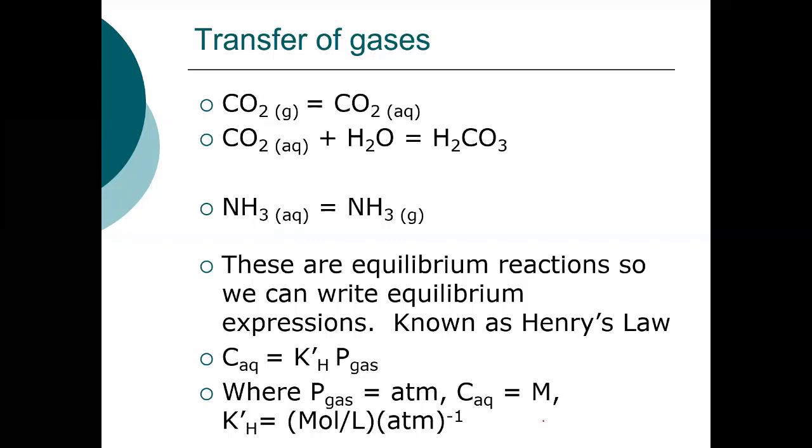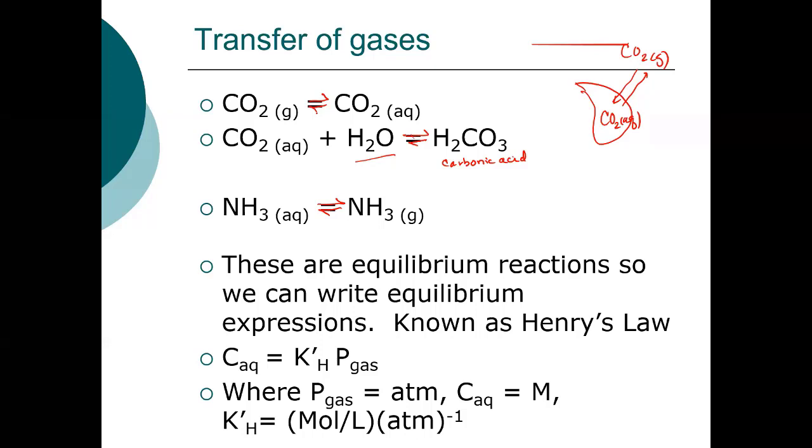So when we look at CO2, we have CO2 in the gas phase, and we can think about this in terms of a droplet of rain. So we have CO2 in the gas phase. That CO2 can dissolve into the raindrop. So now we have aqueous CO2. That aqueous CO2 reacts with water to form carbonic acid. Similarly, we can have ammonia in an aqueous phase, and that ammonia can be in equilibrium. Really, these are all equilibrium reactions.